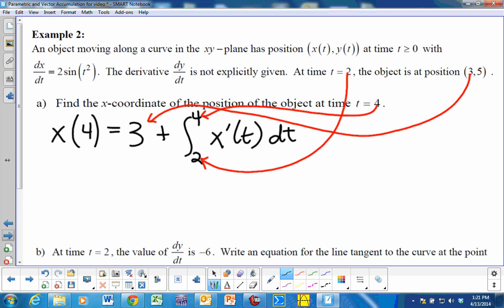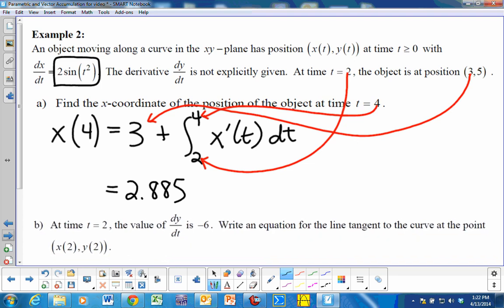And then we do this again, just do this in the calculator, because they give you dx/dt right here. So all you have to do is do 3 plus, do shift plus sign to get your integral sign, fill everything in, use that formula, and you get your answer, and your new x position is 2.885. So this is telling me this is the x coordinate of my object at time t equals 4. So it's moved to there from time t is 2.